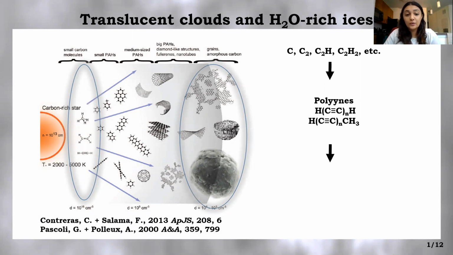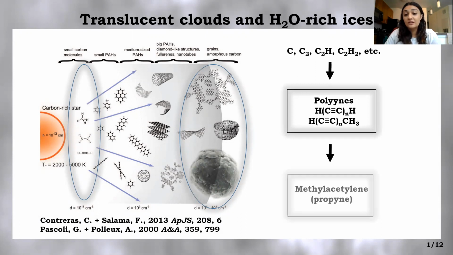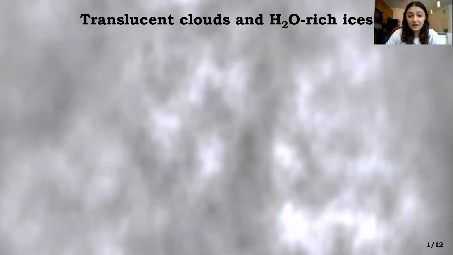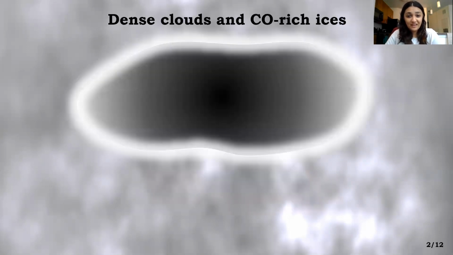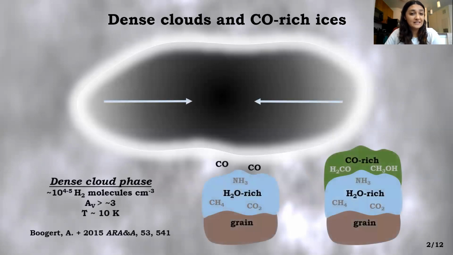In this study, we just focused on the simplest representative of methyl polyacetylene, which is methyl acetylene, also known as propyne. In this work, we showed that propyne can react with nearby OH radicals to form an assortment of alcohols. The paper is called Alcohols on the Rocks. As you go deeper into the cloud, the density increases to about 10^5, the temperature drops, and external UV radiation is largely shielded.